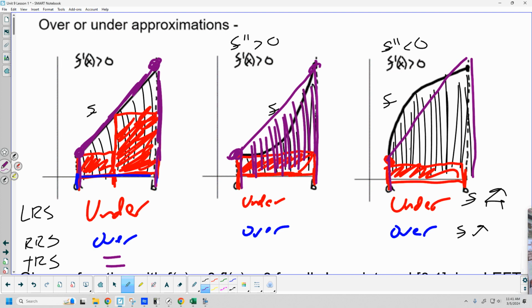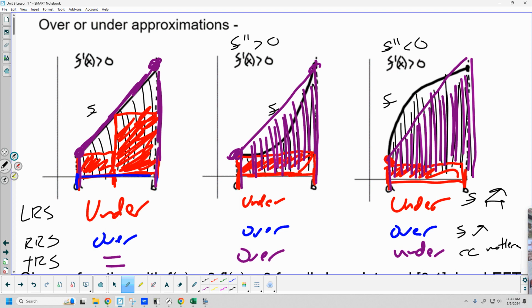All right, second one, third one. Over, then under. So with the trapezoidal Riemann sum, concavity matters. Now, we're not going to go home and memorize that. Of course, you're not going to do that. You're just going to be able to draw a picture.